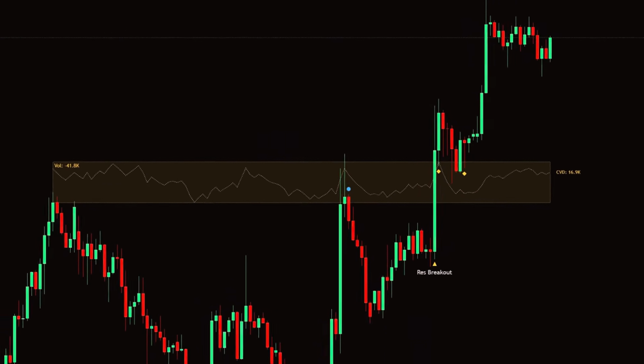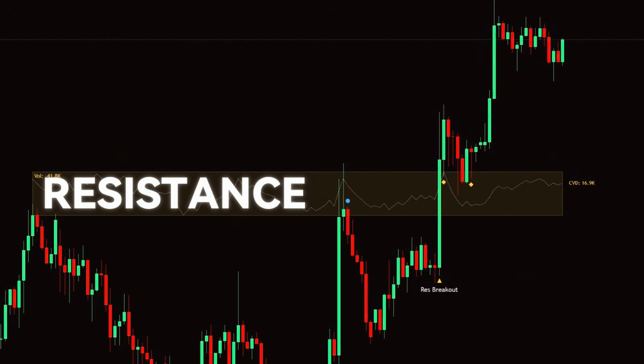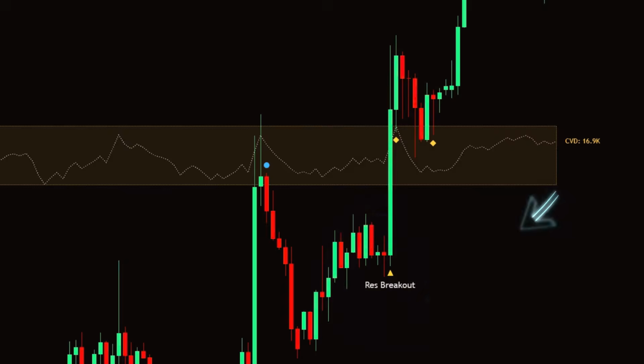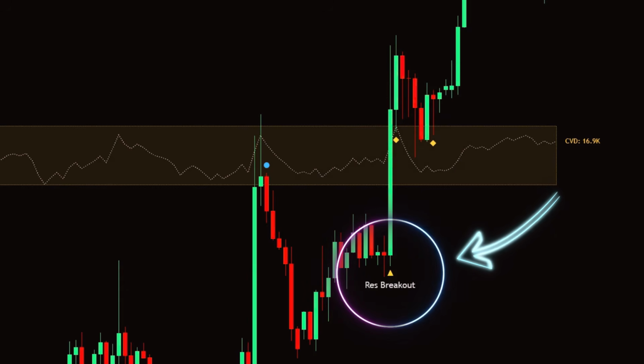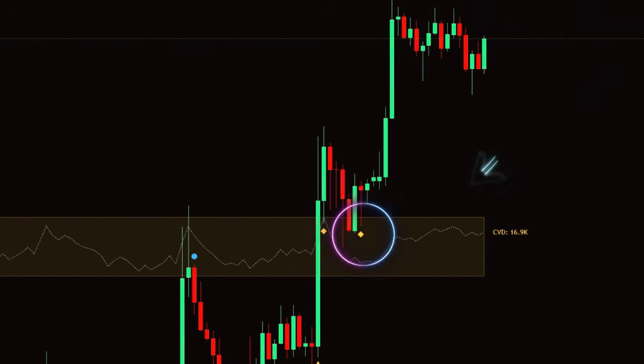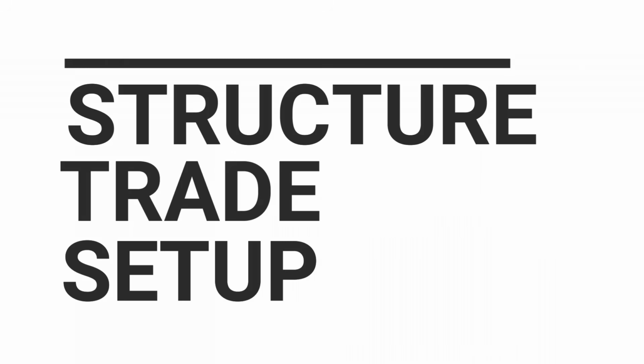Take a look at this chart. The indicator automatically identifies this resistance zone, then right when a candle closes above that zone, it prints a breakout signal. A few candles later, price returns to retest the same area and the indicator immediately labels it as a retest. This creates a structured trade setup.